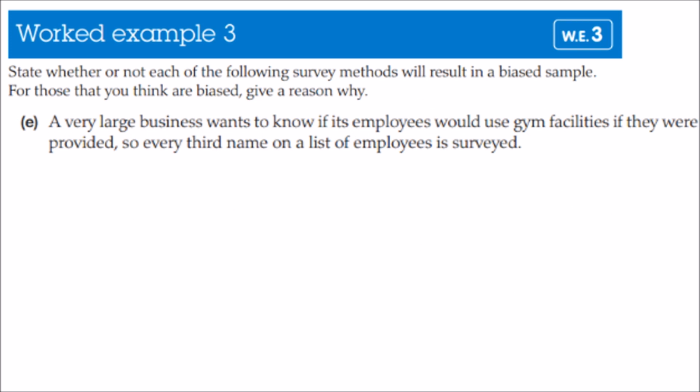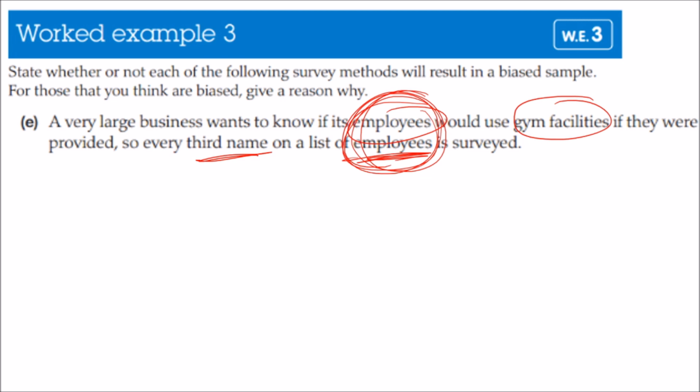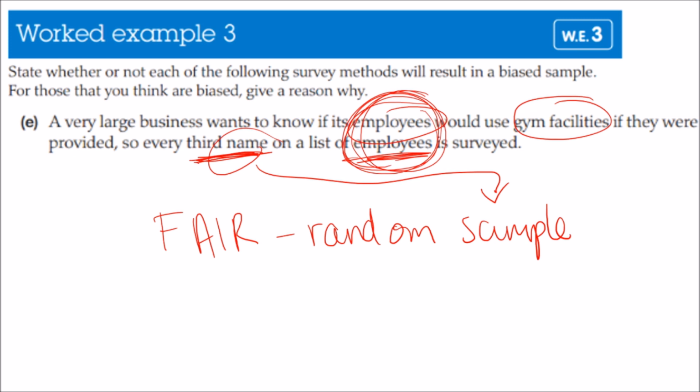A very large business wants to know if its employees would use gym facilities. So we're looking at employees if provided. So every third name on a list of employees is surveyed. So we're looking at a sample of the population, and we're looking at every third name. So this time it's actually quite fair, because by selecting every third name, a random sample is generated. So everybody has an equal chance to respond.